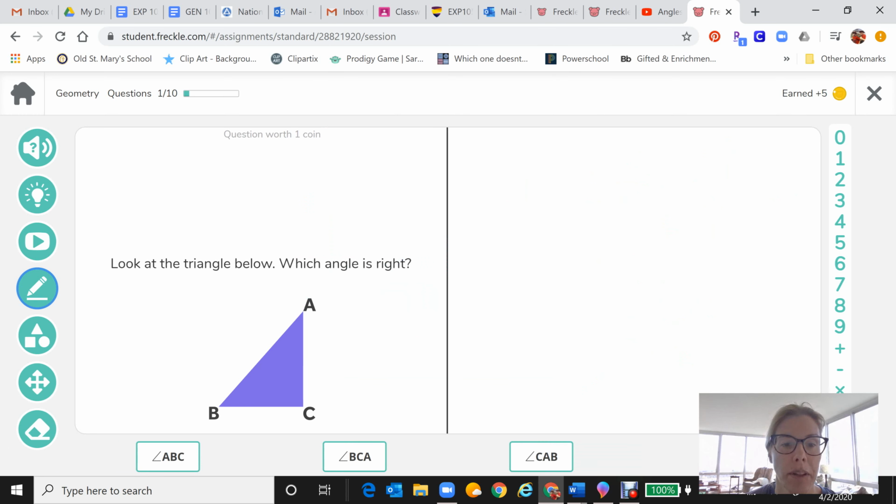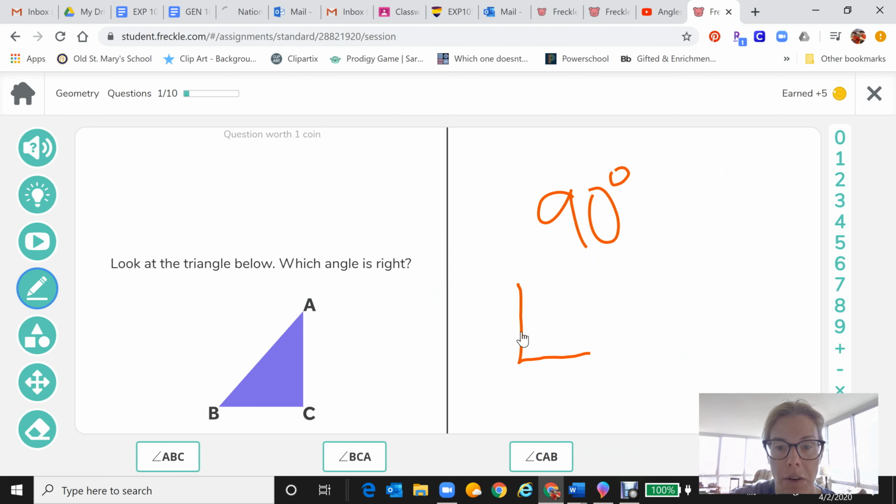Next one, look at the triangle below. Which angle is the right angle? I want to pay close attention to this triangle. You are looking to find the right angle. What is the right angle worth? 90 degrees. We know it's a perfect right angle. That is how you identify it.